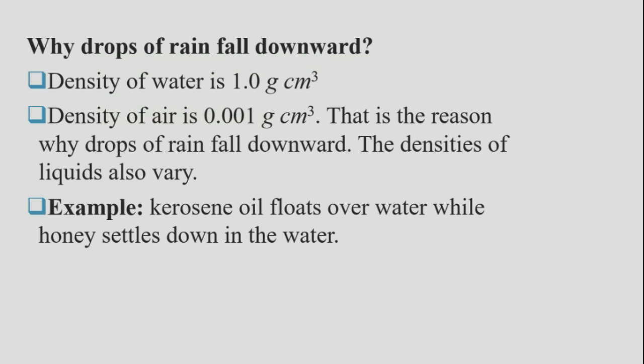Now we are going to the last slide. Why does the drop of rain fall downward? It all depends upon the density. Any substance or material which has greater density will come down from those mediums or things which have less density.